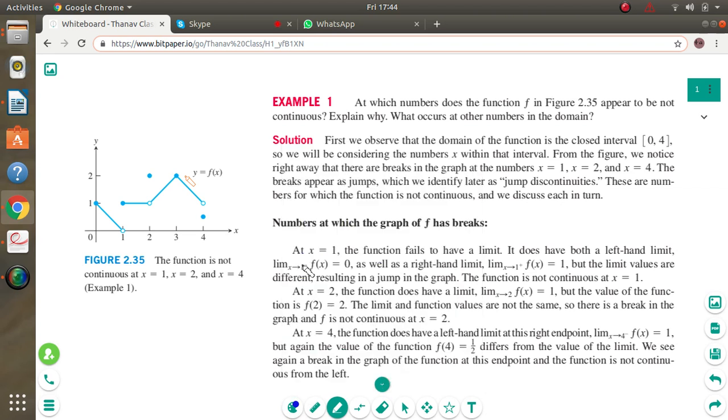So here we have this graph given here. Basically, the function is not continuous at x equal to 1, x equal to 2, and x equal to 4. You already know continuity. I already gave you a hint regarding this. Here we have one point discontinuity. This is the point discontinuity. Then again here we have a point discontinuity.